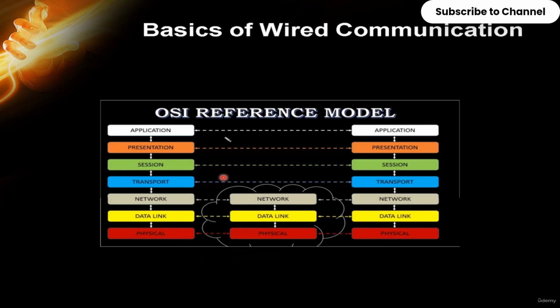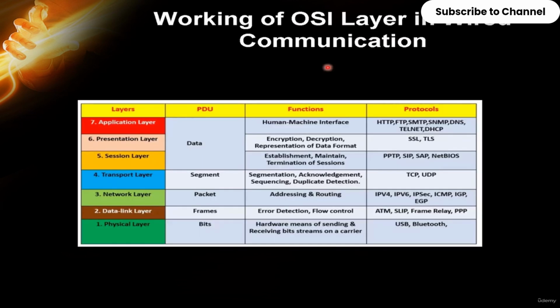This is the network, that is the communication interface. So if you see the working of the OSI layers, each layer works with different patterns. The physical layer operates in bits, that is, it mainly deals with hardware for sending and receiving streams on a carrier. Example protocols used are USB, Bluetooth. The data link layer operates in frames. Its functions are error detection and flow control. The protocols used are ATM, frame relay, PPP.